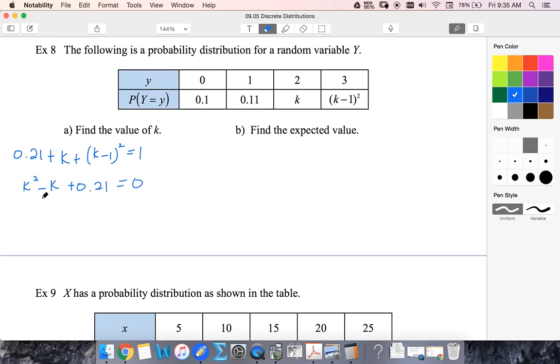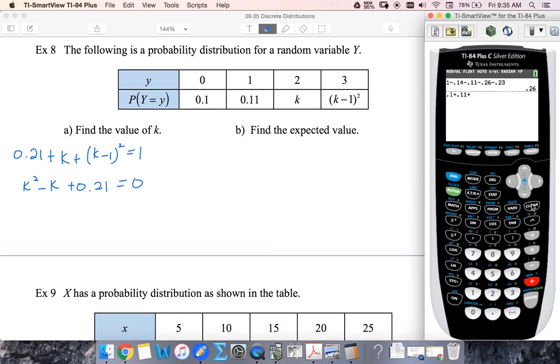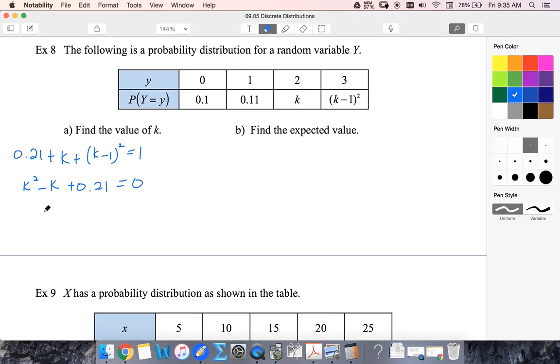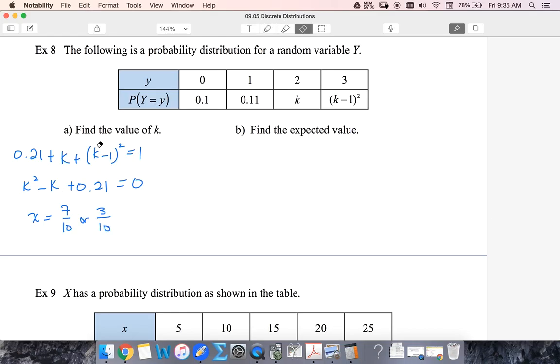I could solve this on my own using the quadratic formula or trying to factor it, but why would I do that when I have my PolySimult? So let's go into PolySimult. All right, root finder. 2, yes, 1, negative 1, 0.21. Okay, 7/10 and 3/10. That's some really nice, or 3/10. Sorry, that's not x, that's k.